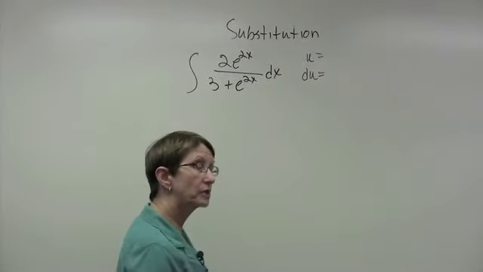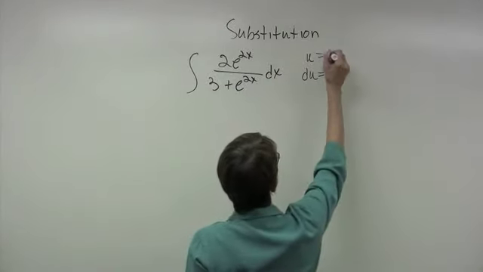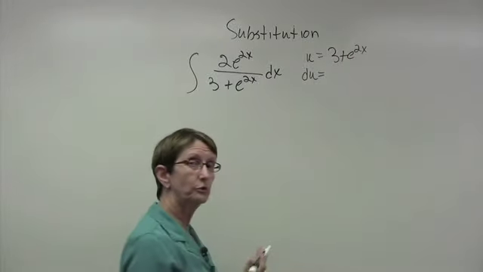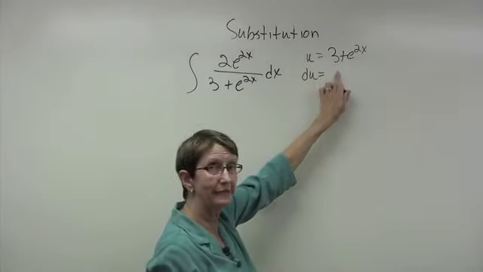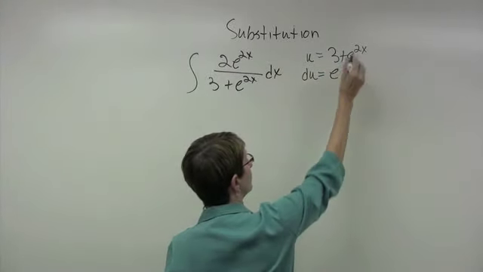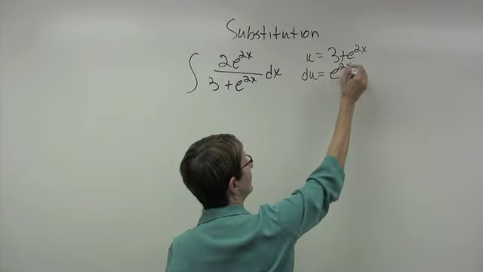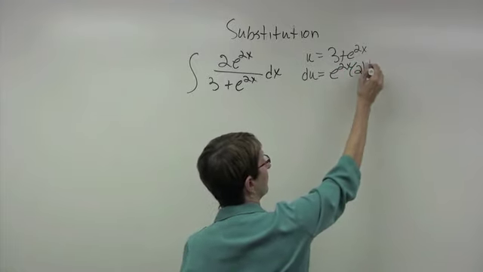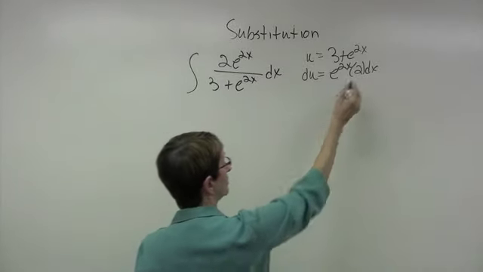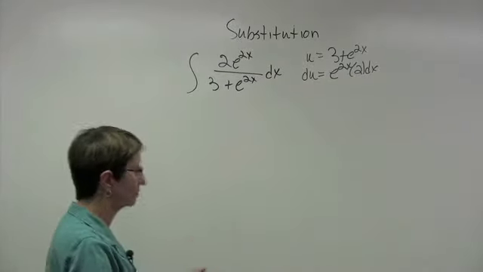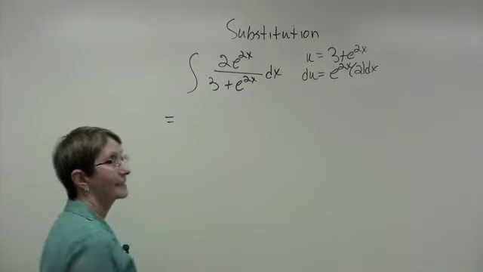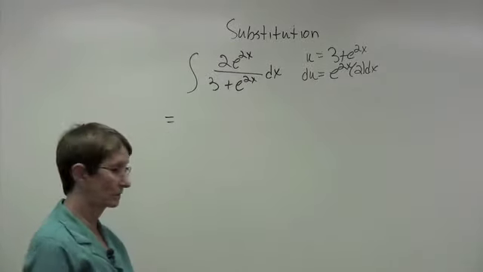So we want the whole denominator to be u. And then the derivative of 3 is 0. The derivative of e to the 2x: the derivative of e to a power is the same, and multiply by the derivative of the exponent. So that's our du. And I could rewrite this if I want to, but I think I'll just go directly over here and see what I can figure out I have here.